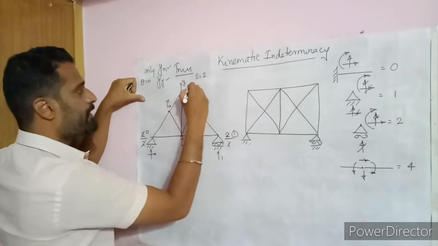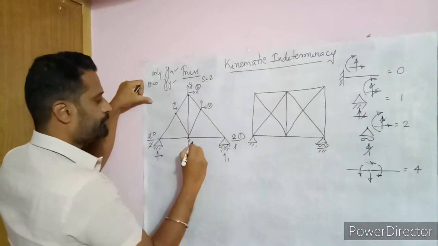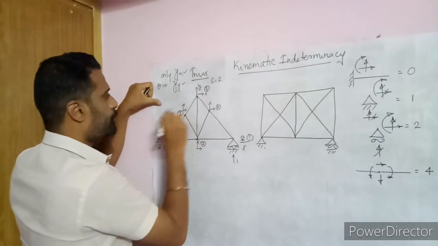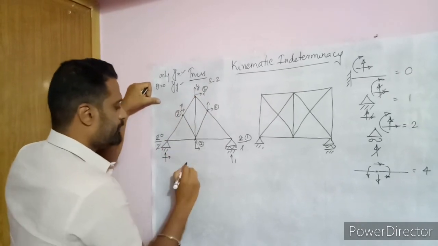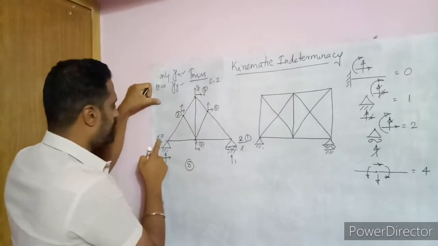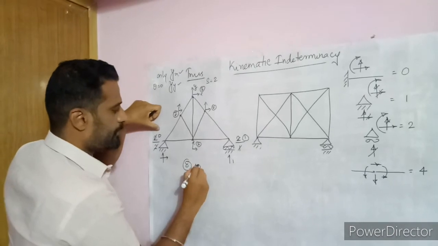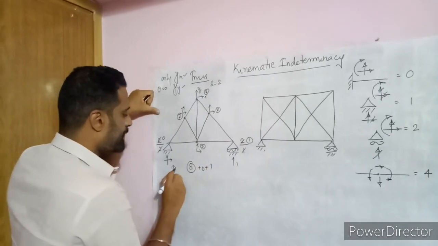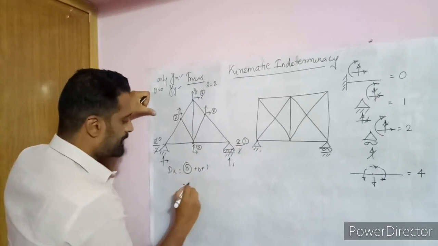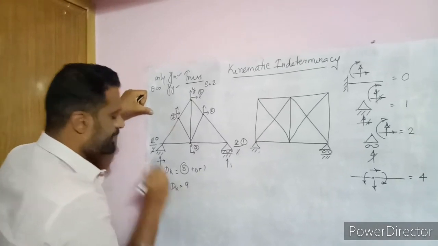So you may count here, for a joint it's 2. For a joint it's 2. So 2, 4, 6, 8. So overall joint is 8 and for support reaction it's 0 plus 1. So the degree of kinematic indeterminacy is 8 plus 1, 9. So that is the degree of kinematic indeterminacy.